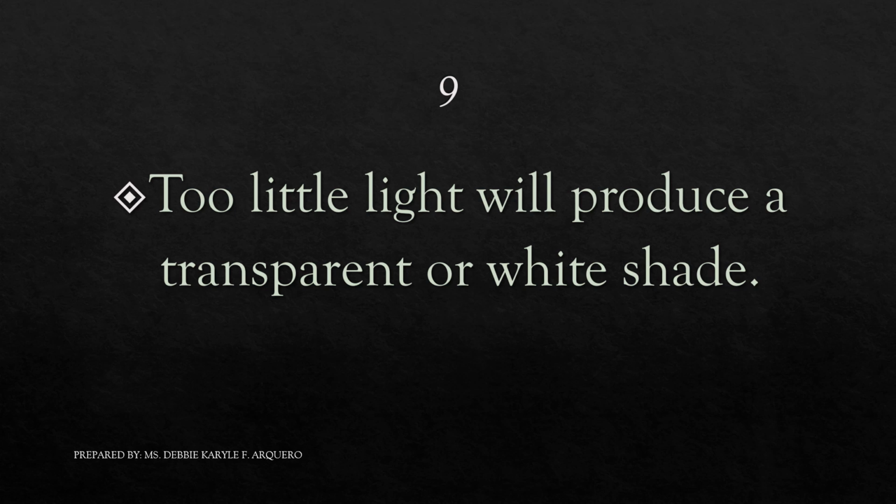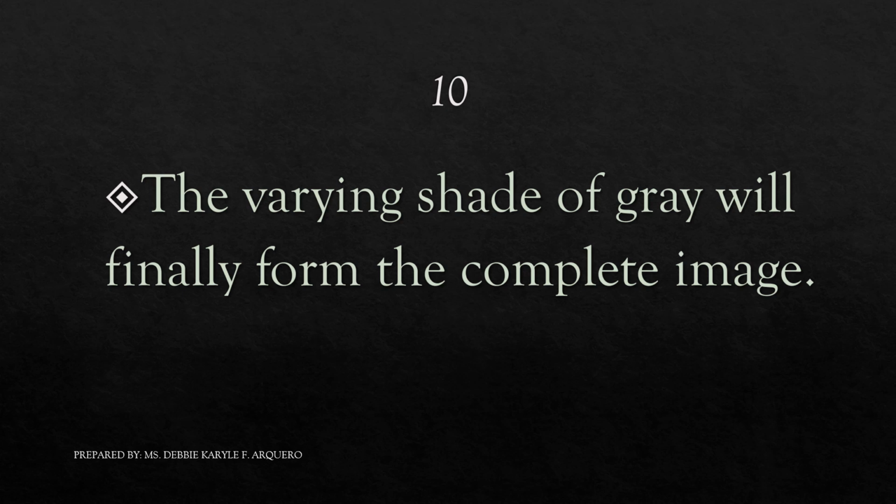So if there is little light that will hit the sensitized material, once it is further developed, it will result in underexposure. Certain tones in certain areas of your image or of your subject will not be emphasized. Finally, the varying shades of gray that are developed on your sensitized material will finally form the complete image.